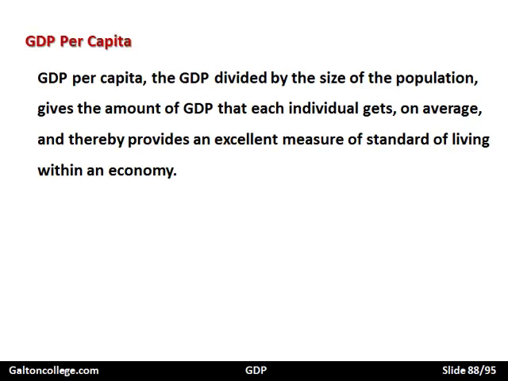Now, of course, there are lots of problems with this. For example, the distribution of income. Not everybody gets the same income within the country. Some people are extremely rich, some people are very poor. So, on average, we have to look at the distribution of income, not just the average itself.